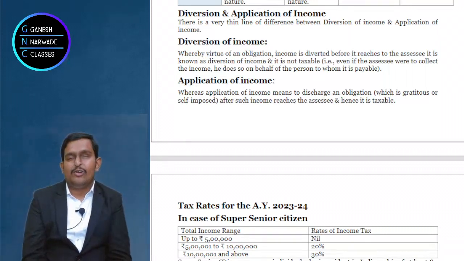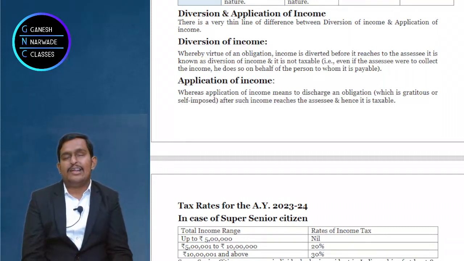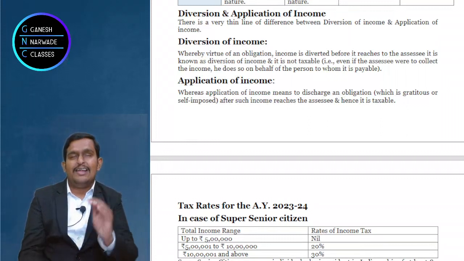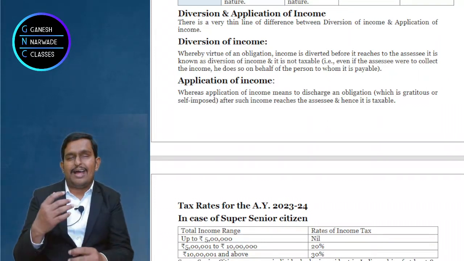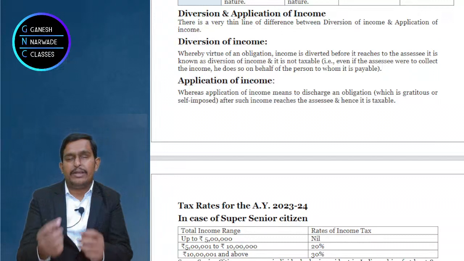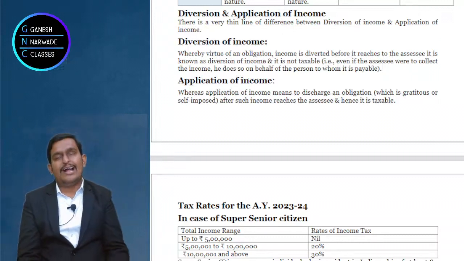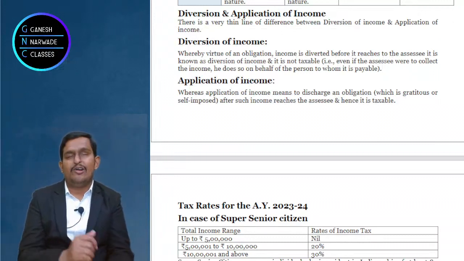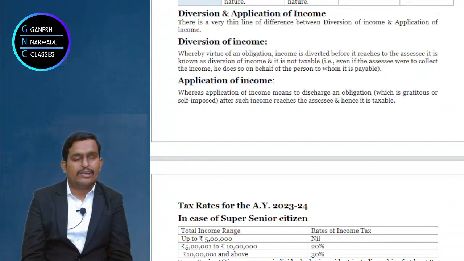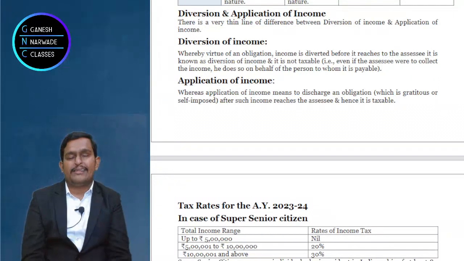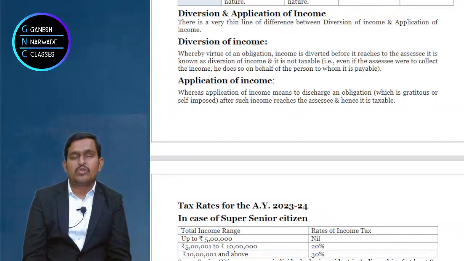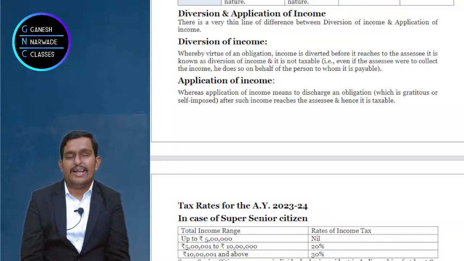Now in this video we'll understand what the tax rates are and how they apply to individual, HUF, company, firm and all. So let's start understanding one after the other. Are you all ready? Okay. Before we go to tax rates, I'll teach two small concepts and then get into that.